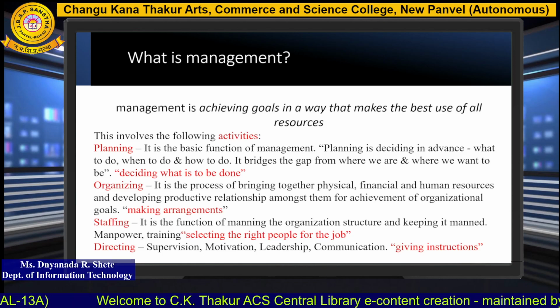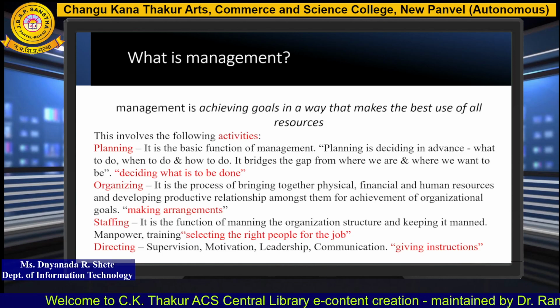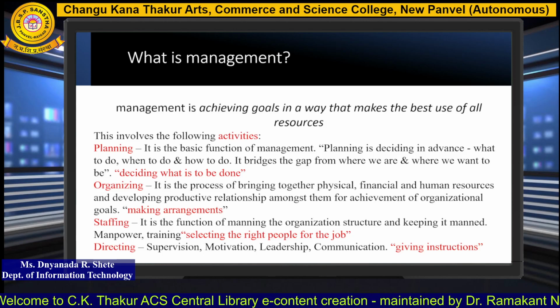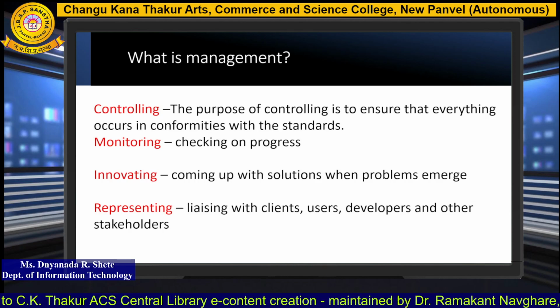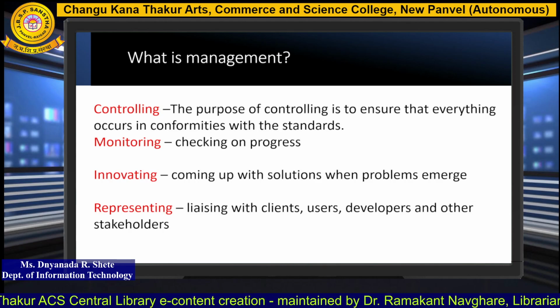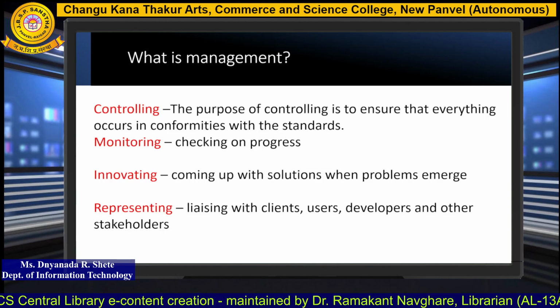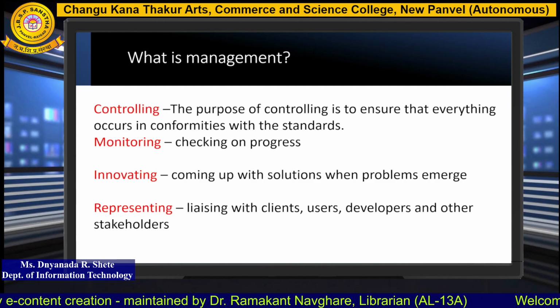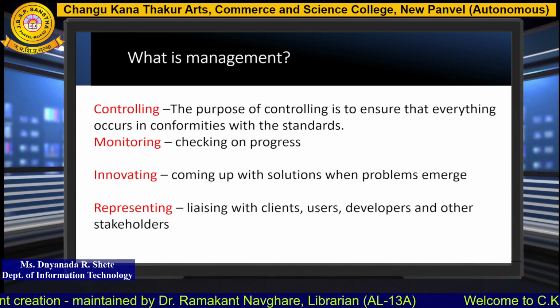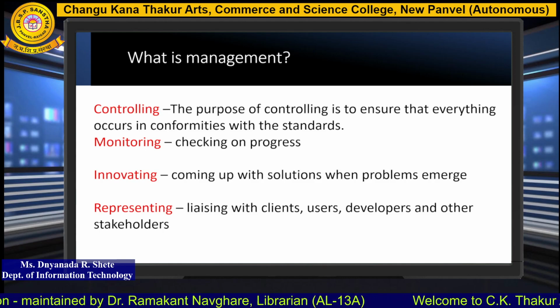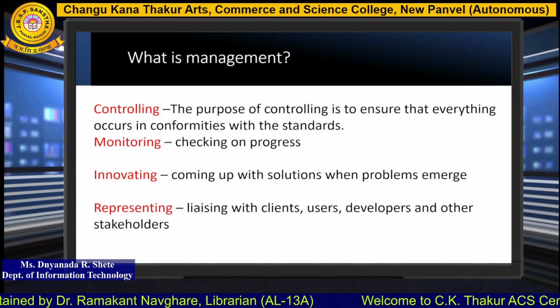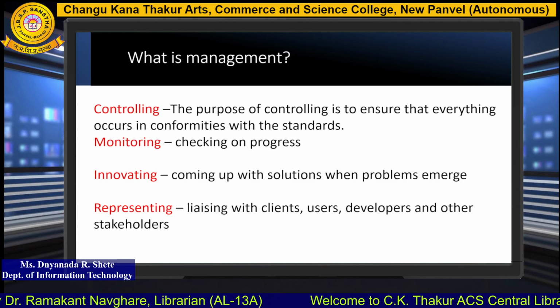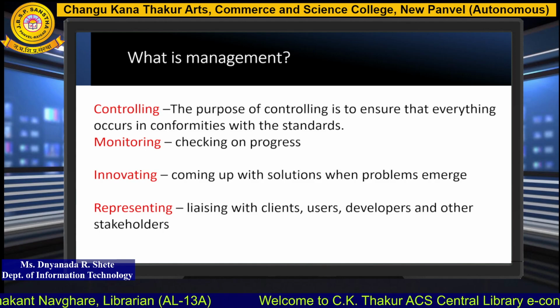Then next one is directing. Directing means supervision, motivation, leadership and communication, which means giving instructions. Next one is controlling. The purpose of controlling is to ensure that everything occurs in conformity with the standard. Next one is monitoring. Monitoring means checking on the progress. Then next, innovating. Innovating means coming up with a solution when problems emerge.